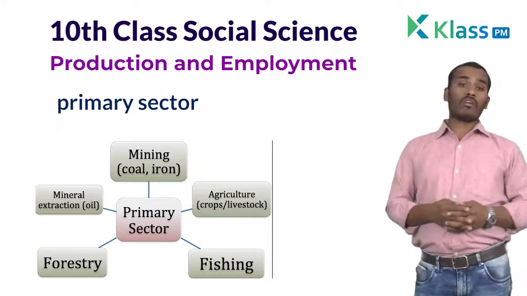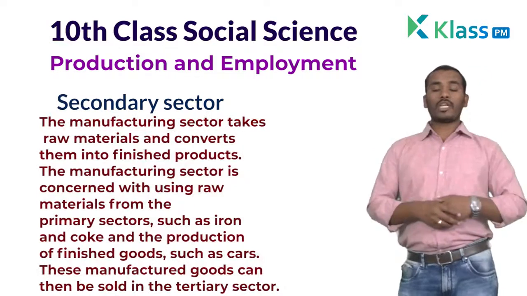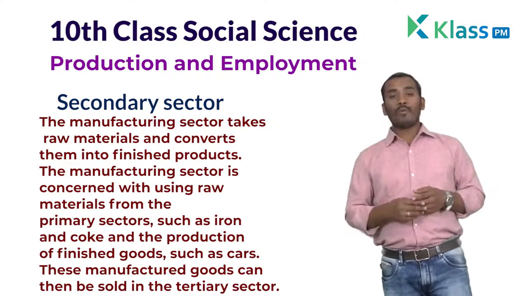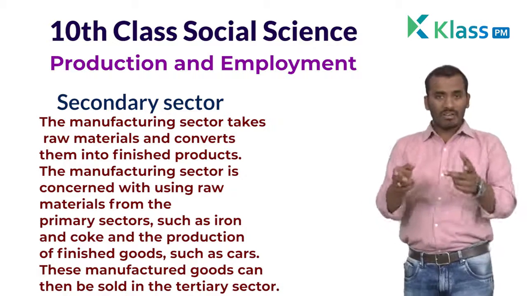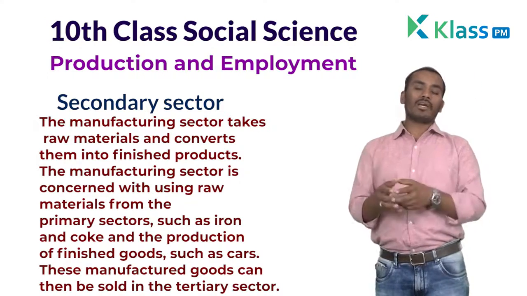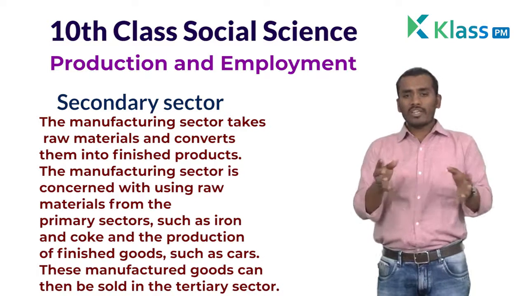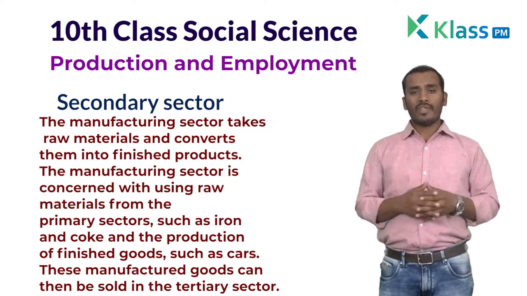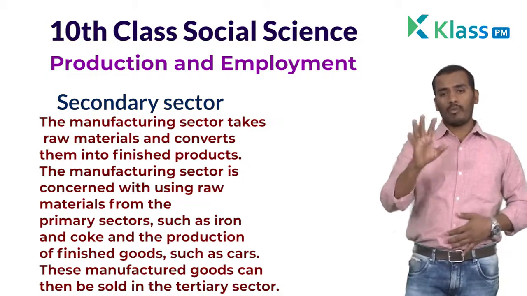Next, what we have is the secondary sector. As I said, basic requirements of human beings are food, and next is cloth. The same way, where is cloth manufactured? In agricultural fields? No, in an industry. So industries come under the secondary sector. Industries means a place where something is manufactured.